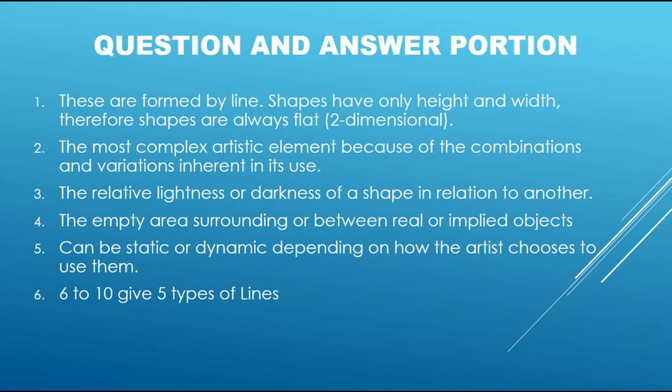Number 1. These are formed by line. Shapes have only height and width. Therefore, shapes are always flat, two-dimensional. Number 2, the most complex artistic element because of the combinations and variations inherent in its use. Number 3, the relative lightness or darkness of a shape in relation to another. Number 4, the empty area surrounding or between real or implied objects. Number 5, can be static or dynamic depending on how the artist chooses to use them. Then, 6 up to 10. Give 5 types of lines. You may now begin.